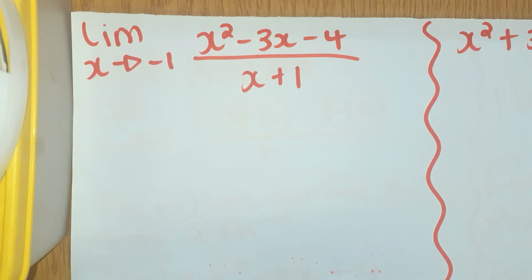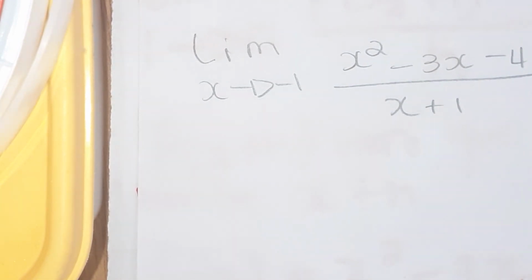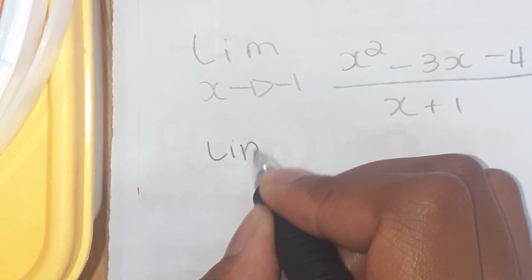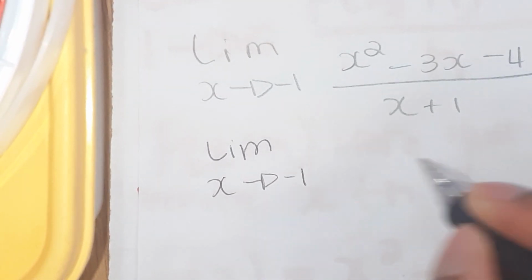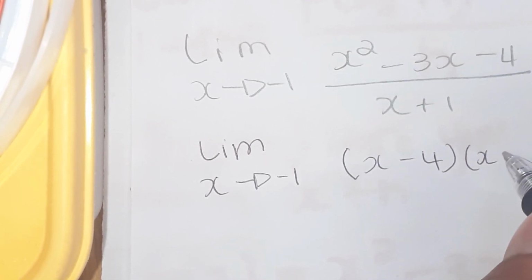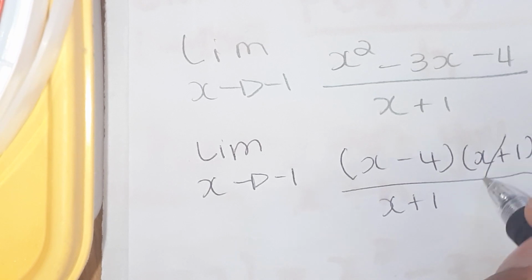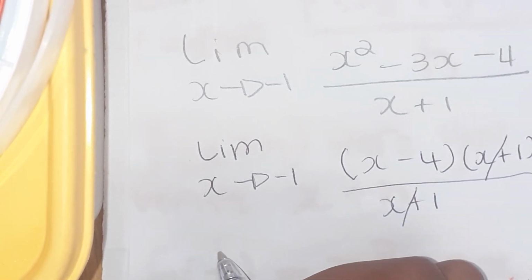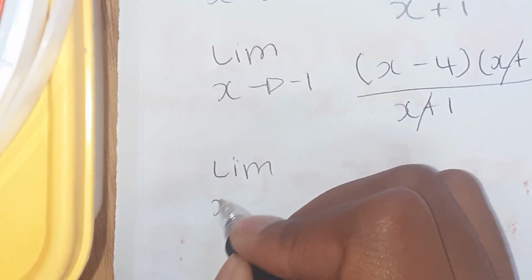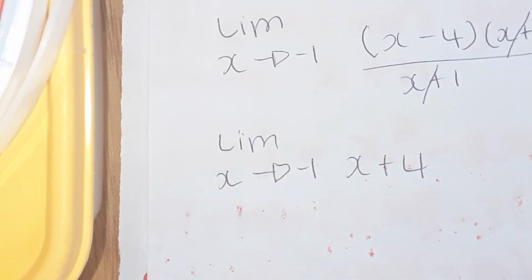So here is the equation: x squared minus 3x minus 4 over x plus 1. Now we have to factorize, find the factors of 4, which is 4 and 1. Now we are gonna say limit x tends to -1, then we will have x minus 4 and x plus 1 all over x plus 1. Then we can cancel this, then we'll be left with limit x tends to -1 of x minus 4. Now we can substitute.